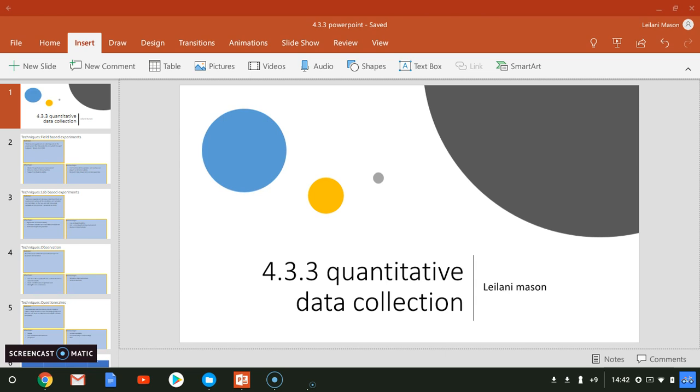Assignment 4.3.3 Quantitative Data Collection. Quantitative data is numerical data which is used to be put into categories and measure what the researcher wants to measure. Within quantitative data, there's 4 techniques that can be used to collect the data. So there's field-based experiments, lab experiments, observations, and questionnaires.